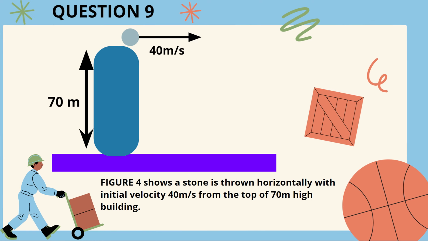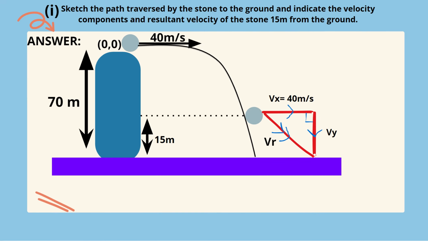Projectile motion is the path of an object thrown or projected into the air. In this case, we're looking at a stone thrown horizontally from the top of a 70-meter high building with an initial horizontal velocity of 40 meters per second. If we ignore air resistance, the stone will follow a parabolic path.